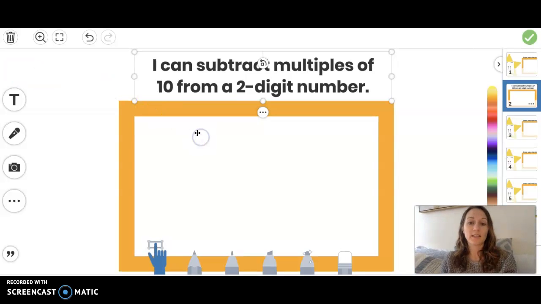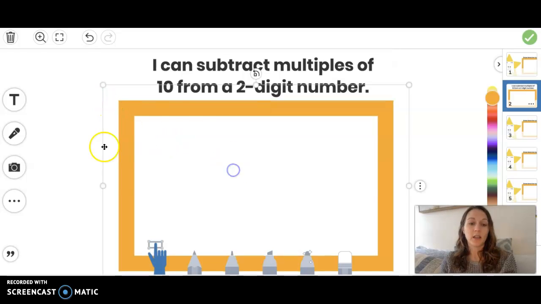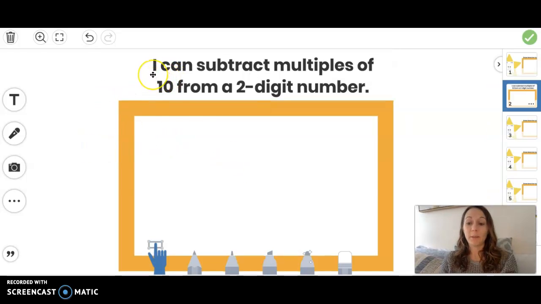So our I can statement I would like to read together, and I would love for you to repeat it back after Miss Dominic reads it. I can subtract multiples of 10 from a two-digit number. I can subtract multiples of 10 from a two-digit number.